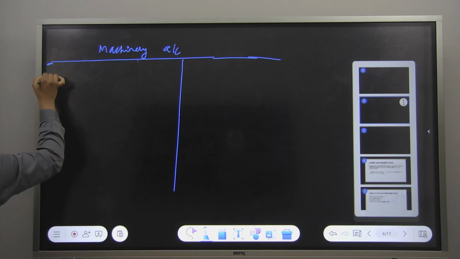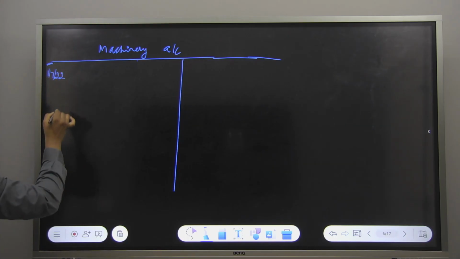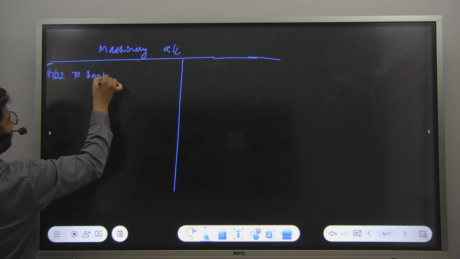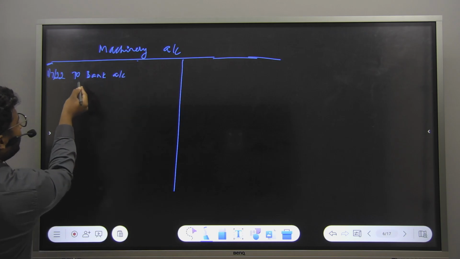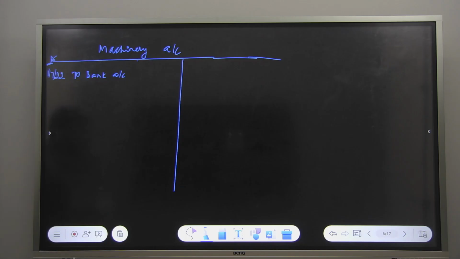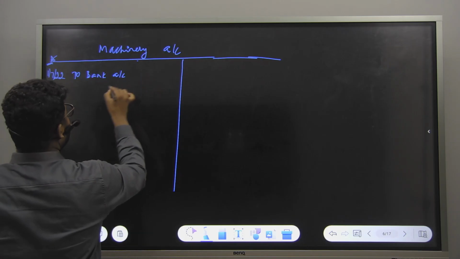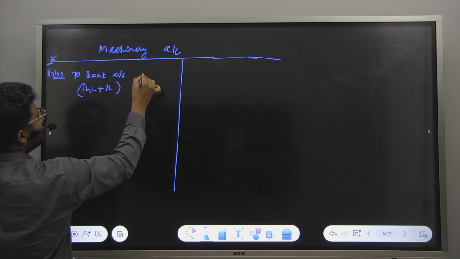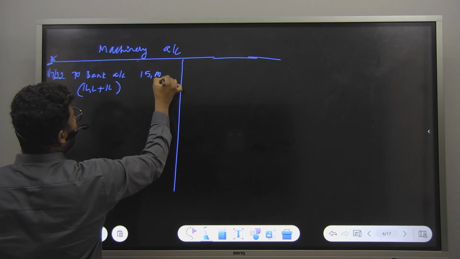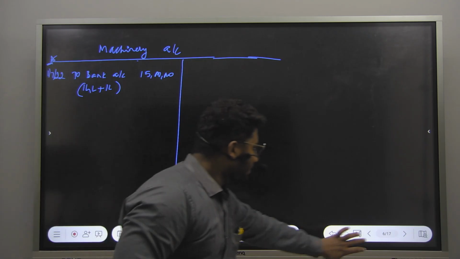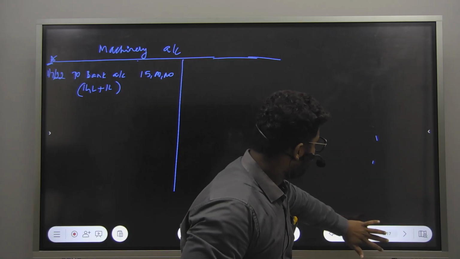So on 1/7/22, we purchased machinery through the bank account. Machinery account debit to bank account. How much? 14 lakh plus 1 lakh installation charges. Together it is 15 lakh rupees. We purchased the machinery for 15 lakh rupees. Then what's the question?